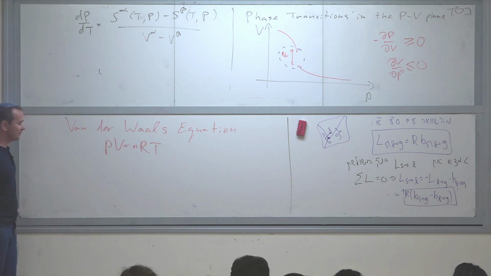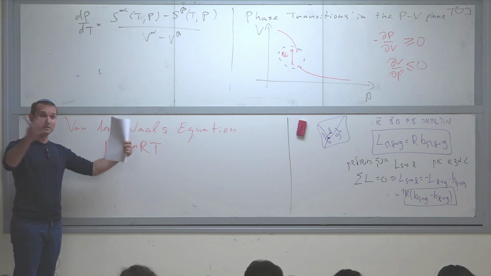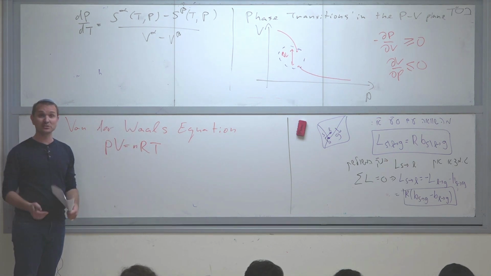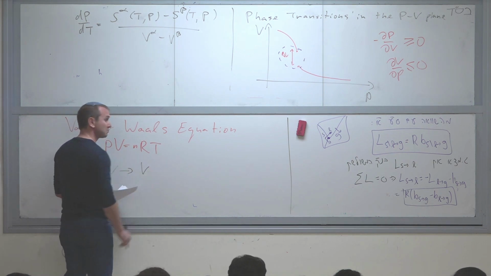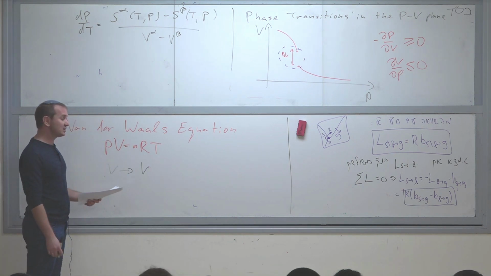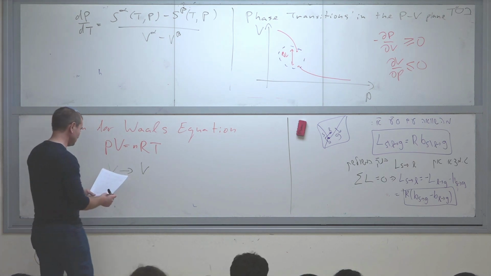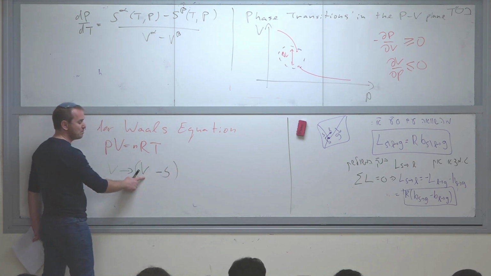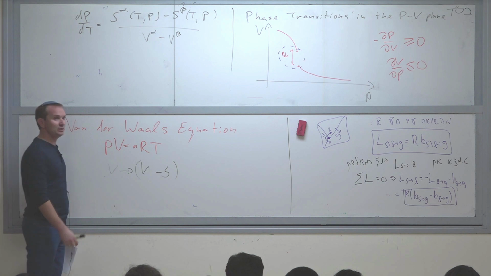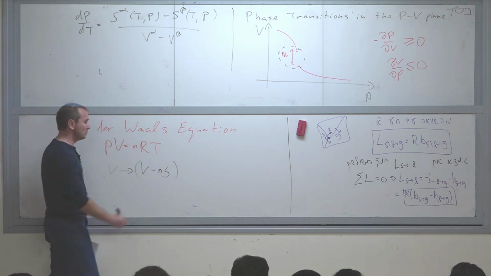Van der Waals stated the following. First of all, he said, oh, what volume? Volume is the volume of the molecules plus the free space around them. So V should go to not just V, but there should be a minimal volume because of the sizes of the molecules. So there should be some quantity b. V should be bigger than this quantity, the number of moles multiplied by b.